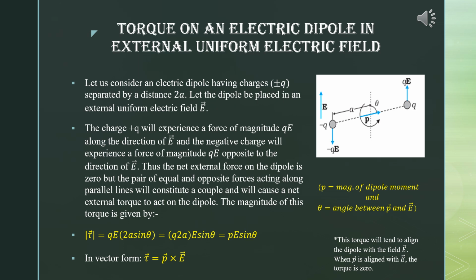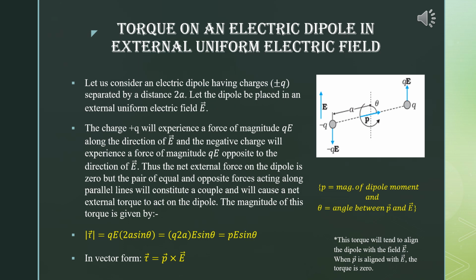So you can see now the total force on the system is 0. qE minus qE, the total force will be 0. So the system will not translate, it will not move from its place. But these two forces, equal and opposite, are acting along parallel lines. And you have learned in class 11 that this kind of system is called a couple. And whenever we have a couple, we have a torque. So due to this torque, what will happen? The dipole will try to rotate.